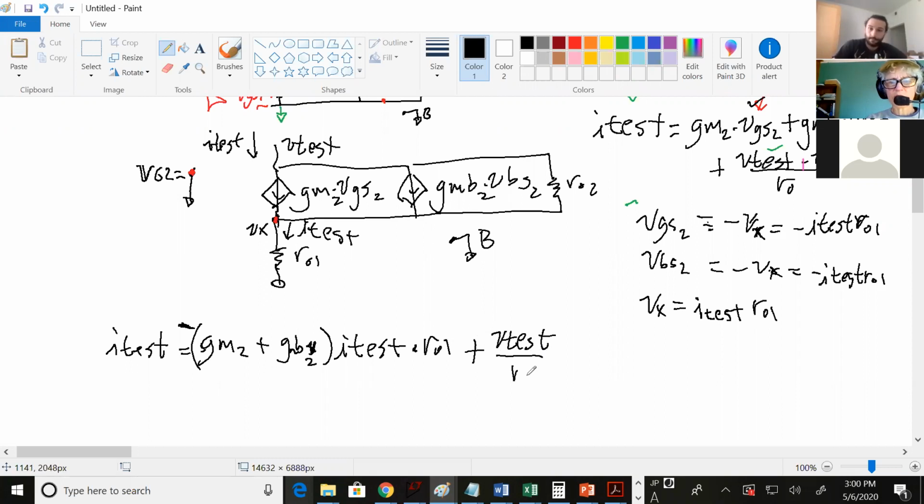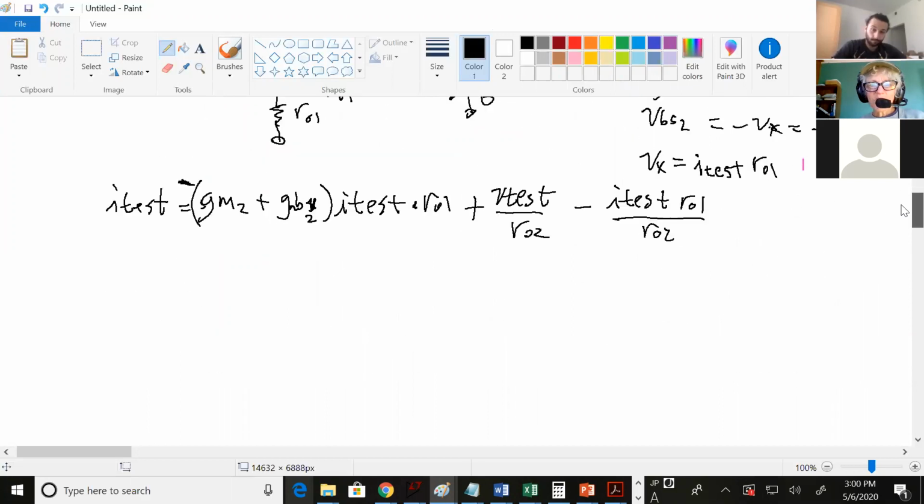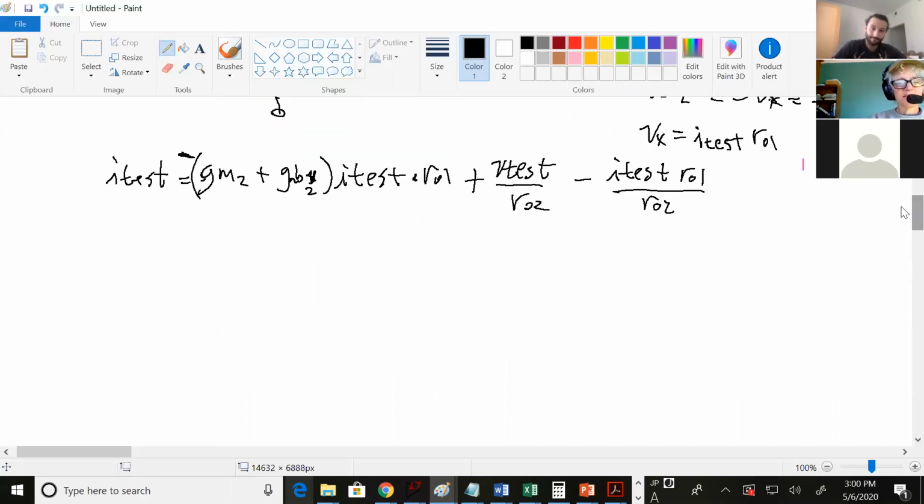over RO. Which RO is that? V test, that's RO2. And then minus Vx over RO, so that's I test times RO1 all over RO2. Yep, I'm going over. I think I need 1 more minute, and then I can get through this.